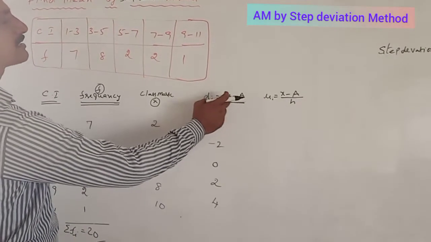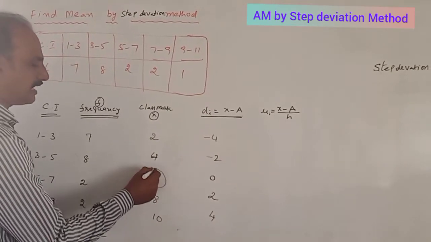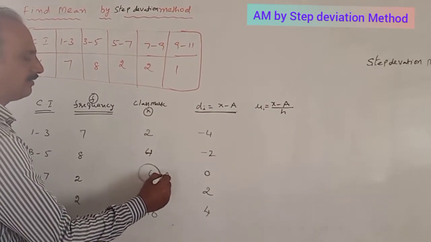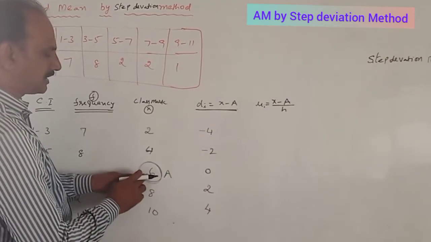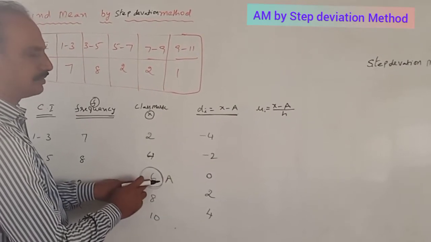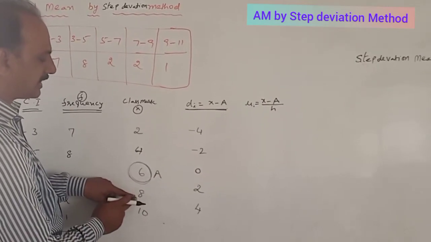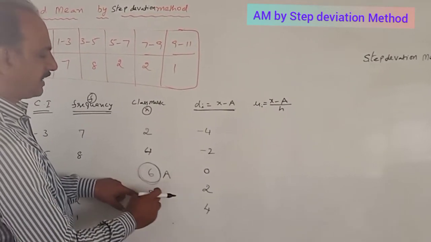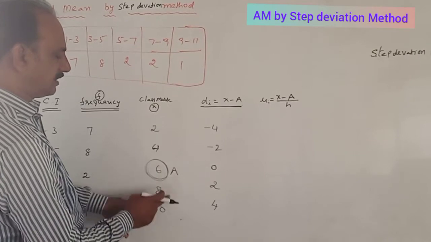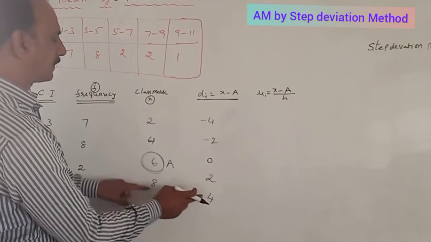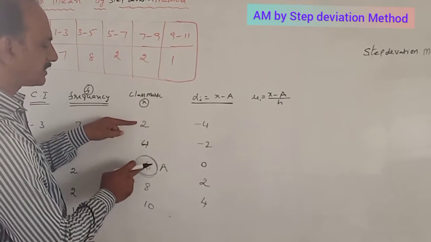Next, di equal to x minus a. Here one value is taken as a. I will take a equal to 6. All the values are x values, and 6 is a constant. 6 minus 6 equal to 0. 8 minus 6: x value is 8, a value is 6, 8 minus 6 equal to 2. x value 10, a is a constant 6, 10 minus 6 equal to 4. x value 4, 4 minus 6 equal to minus 2. x value 2, 2 minus 6 equal to minus 4.